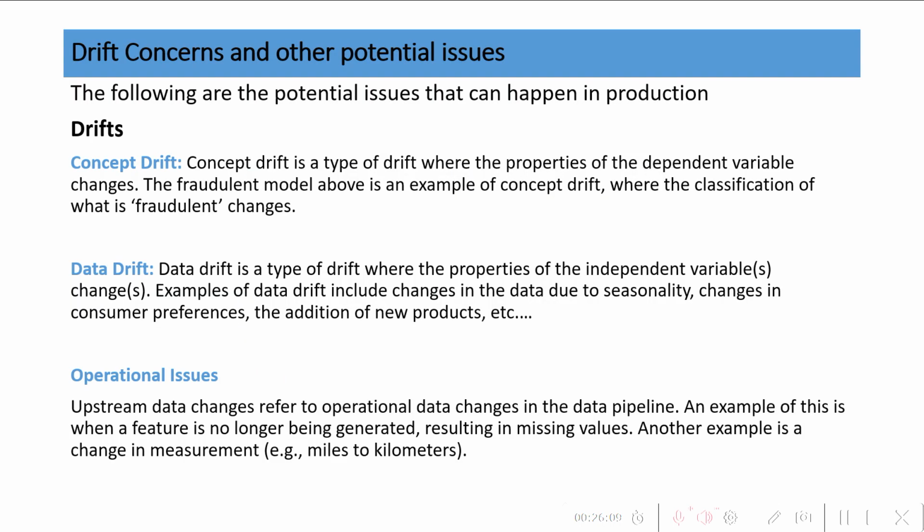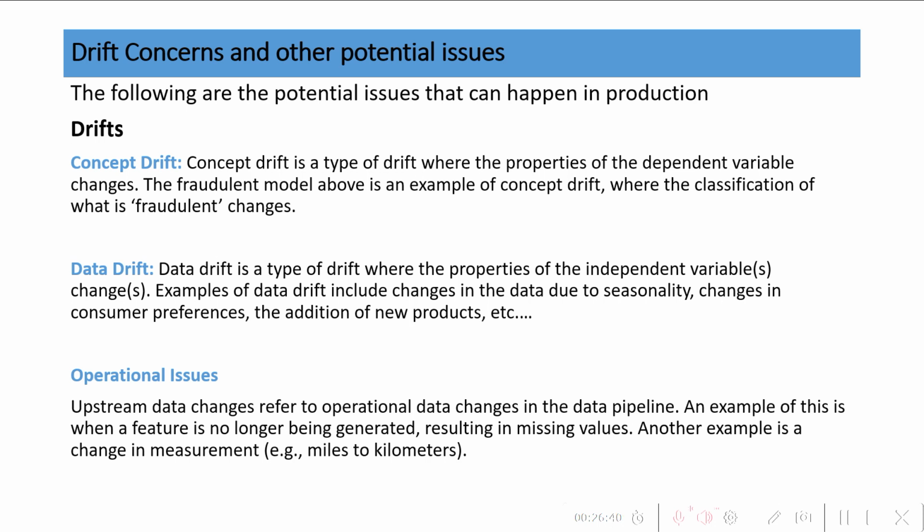Potential risks in production: the drift concerns and other potential issues. The following are the potential issues that can happen in production. Target drift or concept drift happens when the model gets degraded. So you also examine how much the model degradation happened and what was the cause of the model degradation. Data drift is a type of drift where the properties of the independent variable change due to seasonality changes, consumer preference, pandemic, new product appearance, and all other things.